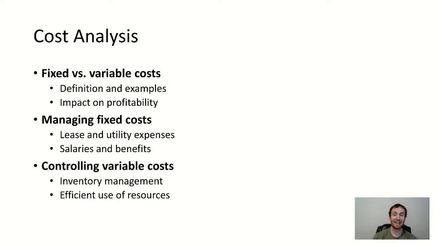Controlling the variable costs can be a little bit more work, but it does involve efficient inventory management and resource utilization, reducing waste and optimizing supply purchases. You don't want to leave your inventory on hand for months on end. You want to make sure that what's on hand is what's going to be needed within the next 30 days, typically, is a pretty safe bet.